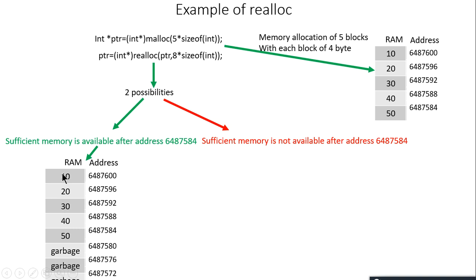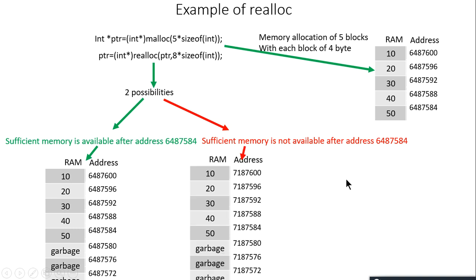But what if you do not have memory space after the 84 block? It will copy this whole data into some other memory, let's say here. Here the pointer points to the memory address 64,87,600. Since I do not have any memory space after 84, I will copy this data into some other memory space, let's say 71,87,600, and copy the whole data there along with 3 extra bytes. Those 3 extra blocks will be given to you and garbage values will be initialized in them. So there is a possibility of the starting address changing if you do not have enough memory space. So this is your realloc function.